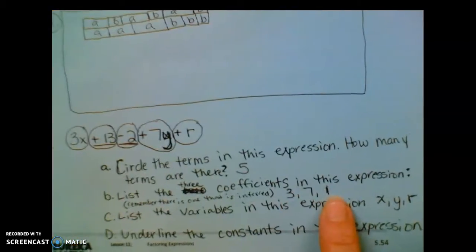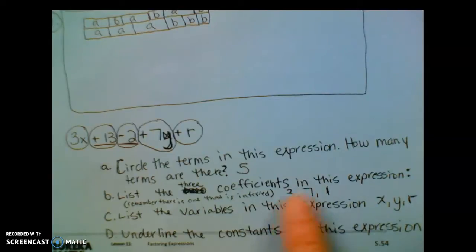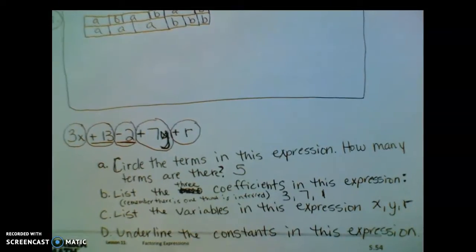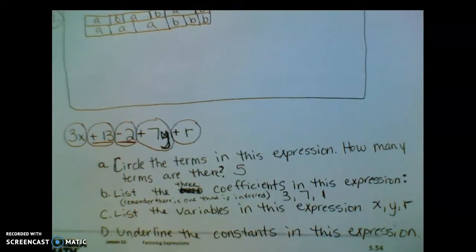It's okay if you didn't get that 1. If you only got 3 and 7, I'm okay with that, but 3, 7, and 1 is the best answer there, +1. And then the variables, you should be getting these with no problems. Those are anytime you see a letter in your problem. X, Y, and R, +1 if you got all 3 of those.